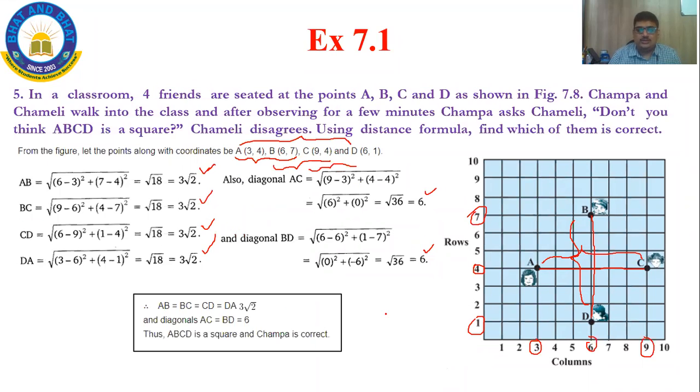So what will be my conclusion? My conclusion will be like this: AB is equal to BC is equal to CD is equal to DA is equal to 3 root 2, as well as diagonals AC and BD are equal to 6. Therefore, ABCD is a square and Champa is correct. This conclusion you must write at the end. Full marks will be awarded there. Please make a note of that. Please write down.